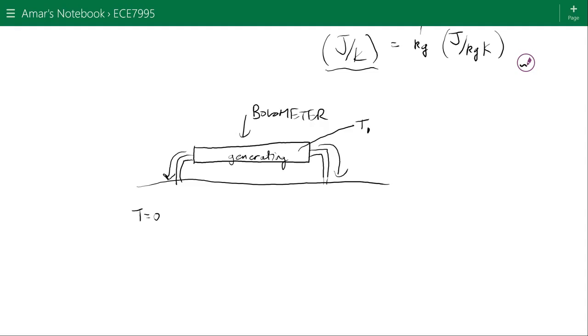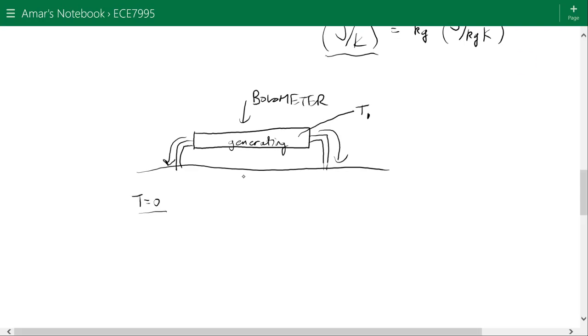The substrate is the chip that it's sitting on, and we make the simplifying assumption that the chip is at T equals 0. Now T equals 0 doesn't mean 0 Kelvin. It doesn't mean absolute 0. It means the relative temperature is 0. Okay, so T1 will be the temperature difference between this and the substrate. All right, so we have the bolometer. The bolometer is generating heat. The heat is flowing through the legs into the substrate.